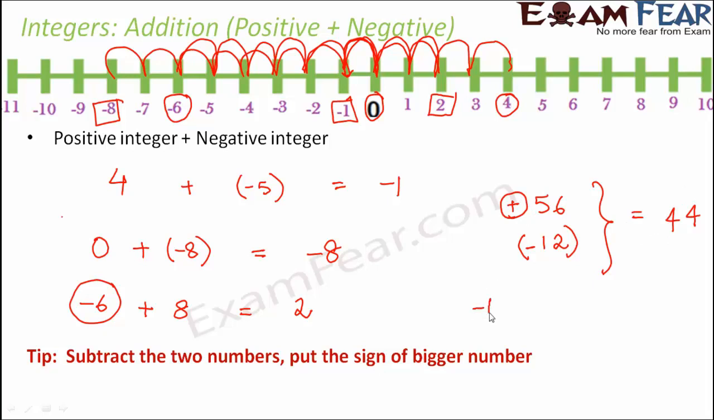Let's say you have minus 16 plus 5. Here also you have one negative and one positive integer. So you subtract them and you get 11. The bigger number is 16, and 16 has a minus sign, so this will have a minus sign. So whenever you come across one positive integer and one negative integer and you need to add them, you subtract them, write the difference and put the sign of the bigger number.